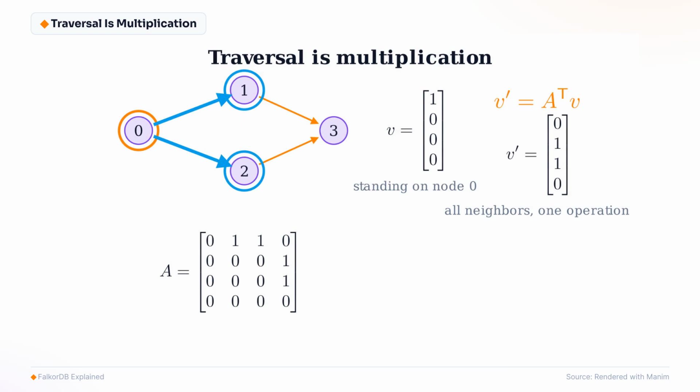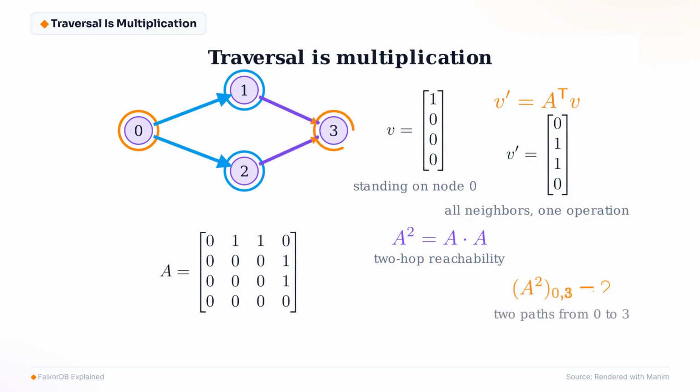Want to go further? Square the matrix. A² tells you exactly which nodes are reachable in 2 steps, and even how many paths lead there. Friends of friends is literally one matrix multiplication. This is how FalkorDB thinks about every traversal you write.